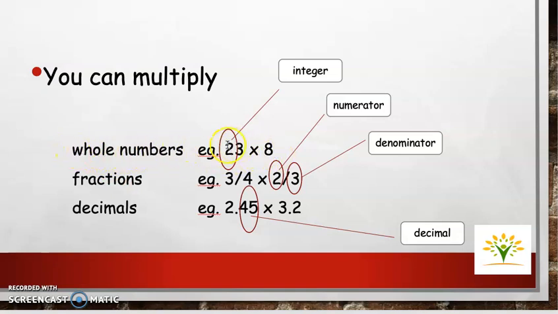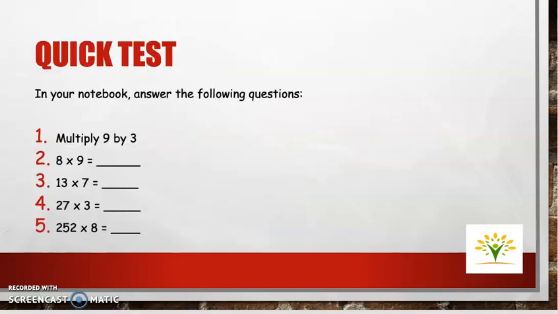Multiplication of whole numbers. Can you do this quick test? In your notebook, answer the following questions. Multiply 9 by 3. So you write it out in your notebook and write the answer. The second one is multiply 8 times 9. What is the answer? Fantastic. If you've memorized your multiplication table, it will be so easy, a breeze to you.